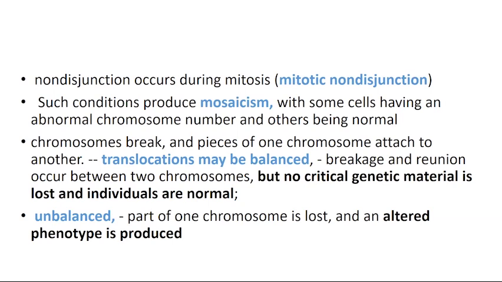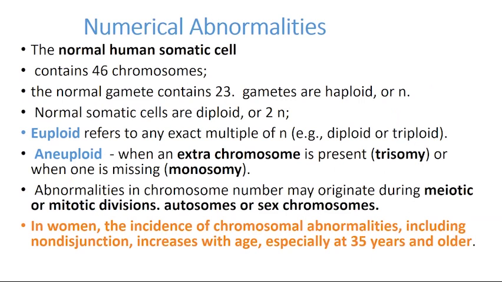If it is an unbalanced one, that is, if part of the chromosome is lost, an altered phenotype is produced. There can be numerical abnormalities. The number can be changed. It can be 46, or 23 if it is haploid rather than diploid, 2n, so it can be euploid or aneuploid. Exact multiples can be there. When an extra chromosome is present, it is a trisomy, and when one is missing, it is a monosomy.